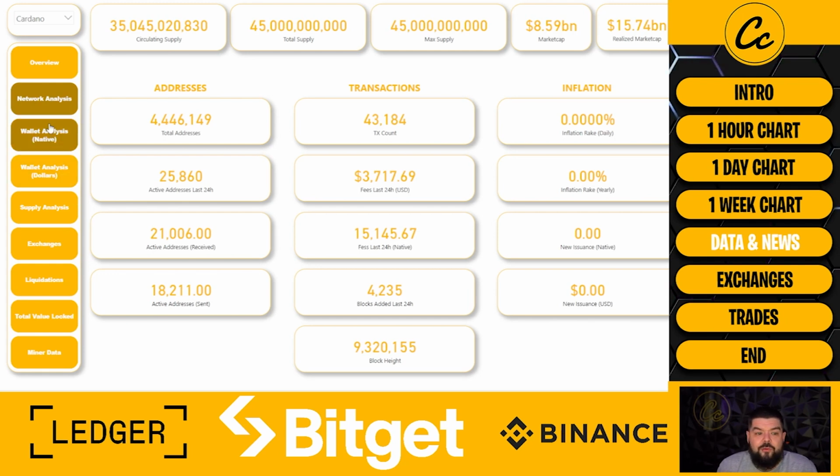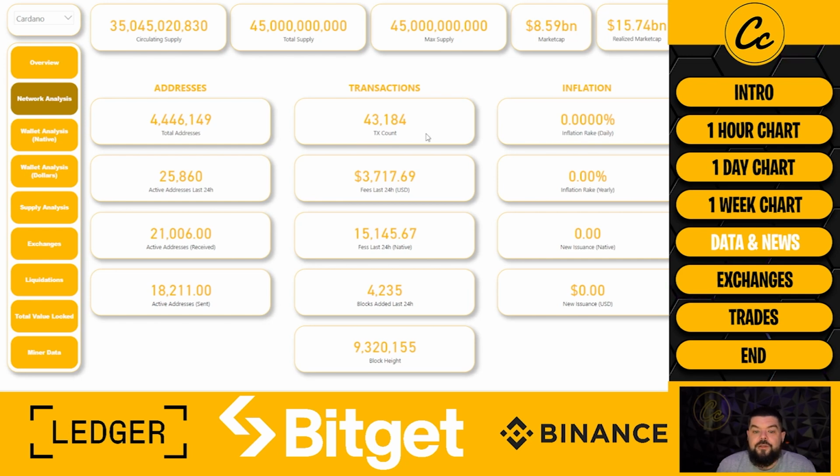We're going to take a look at the network analysis, where again we can see the circulating supply, the total supply, the max supply, the market cap of 8.59 billion, the realized market cap of 15.74 billion. 4.4 million total active addresses for Cardano's ADA, of which 25,860 were active in the last 24 hours. 21,000 of those were receiving addresses, 18,000 of those were sending addresses. Fantastic to see how the addresses are breaking down here for ADA.